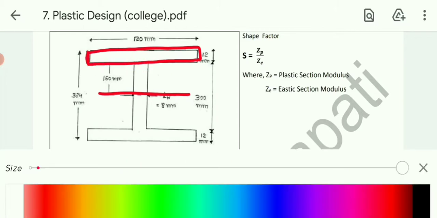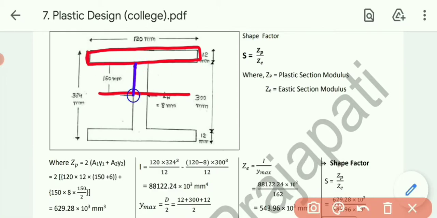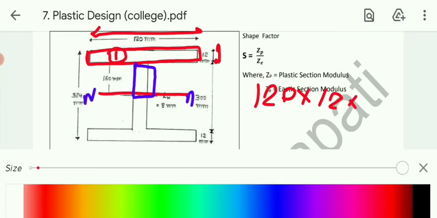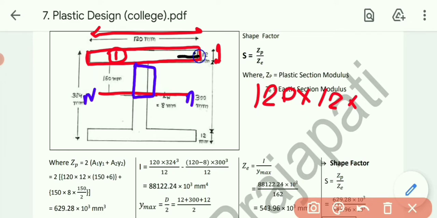Okay, and second that's our web. So we need to calculate area and its CG, meaning y1, with respect to the neutral axis. First of all, let's talk about the first section, that is the flange. Its area is 120 multiplied by 12, and talking about its CG with respect to the neutral axis, its CG will be at the center.